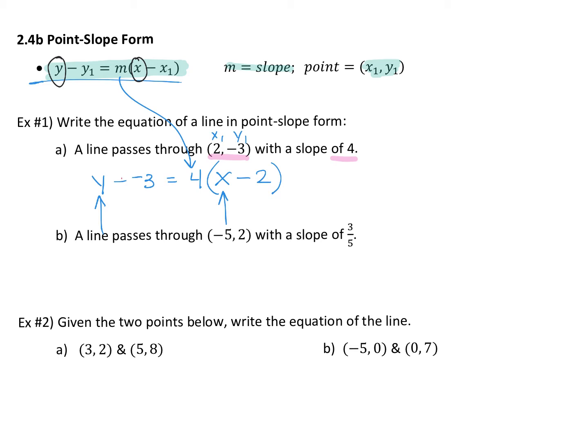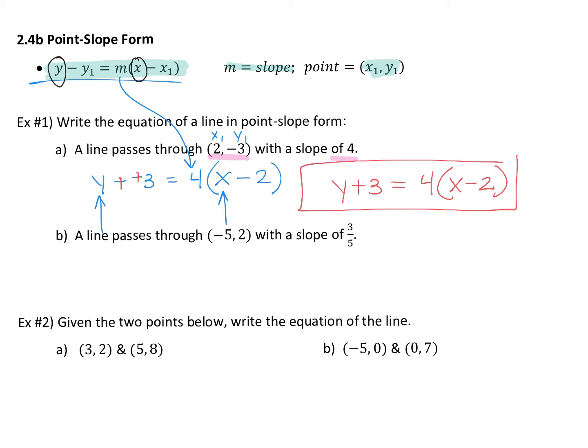So this should be y, this would be plus a positive. So y plus 3 equals 4 times x minus 2. And that is point slope form. And I know it's tempting to want to take that and turn it into slope intercept form. I don't care if you do. It just leaves you more room for the potential for a mistake. You don't need to. If it says point slope form, leave it in point slope form, okay? So that will be your answer in point slope form. Don't distribute the 4, don't subtract the 3, just leave it like that.